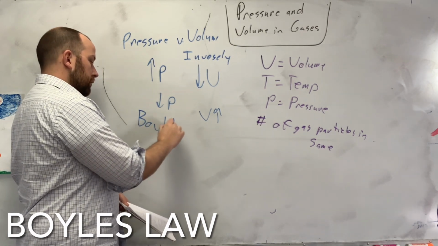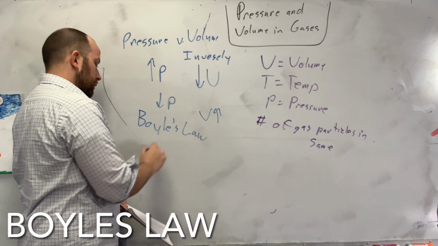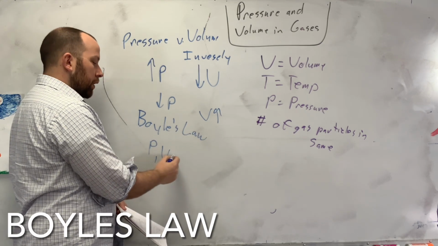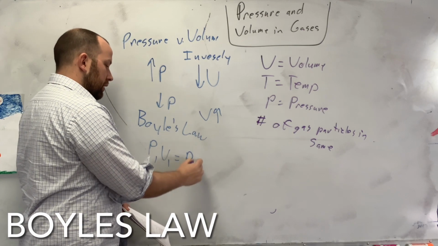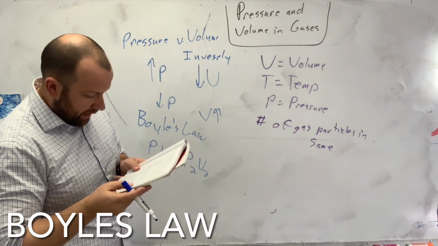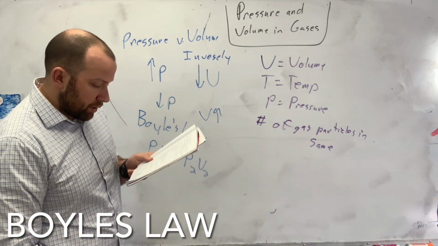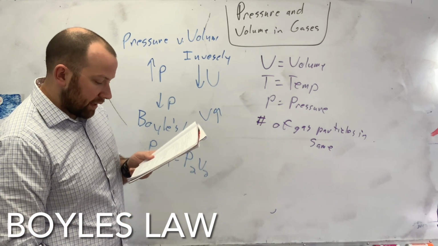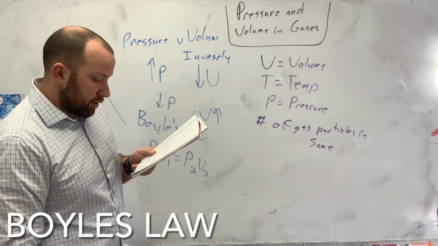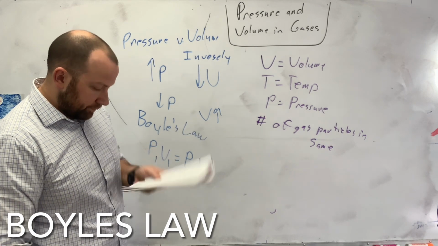Boyle's Law is that the pressure and volume of one is going to equal the pressure and the volume of a second container. The actual definition is, at a constant temperature, a fixed weight of gas occupies a volume inversely proportional to the pressure exerted on it.